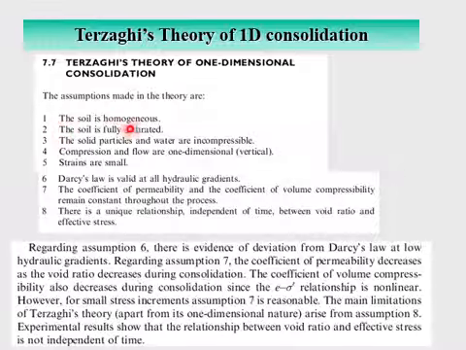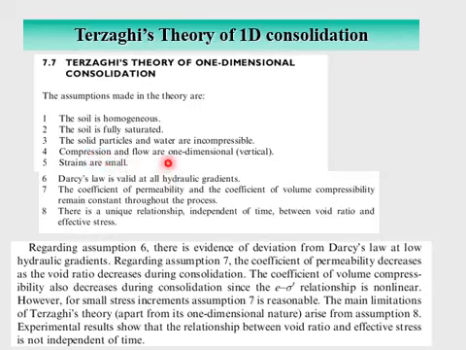Number one, the soil is homogeneous, because for heterogeneous soil it would be very difficult to derive a simple equation. The soil is fully saturated, so it means any settlement, any consolidation that occurs, is only due to the drainage of water. The solid particles and water are incompressible. It again signifies the same thing, that any settlement, any compression that occurs is only due to the drainage of water. There is no air, no soil particle compression, or compression of the water itself.